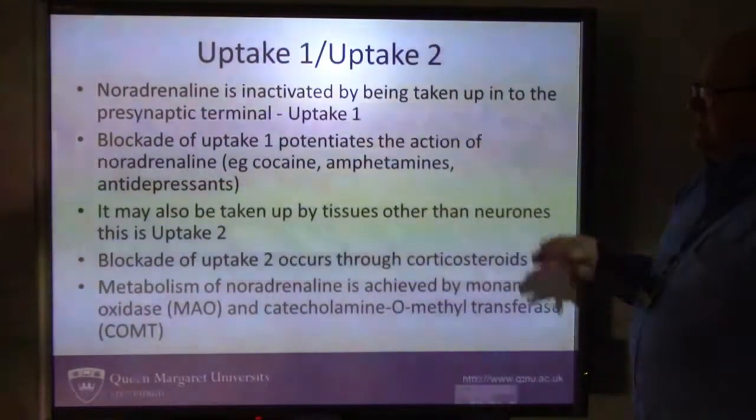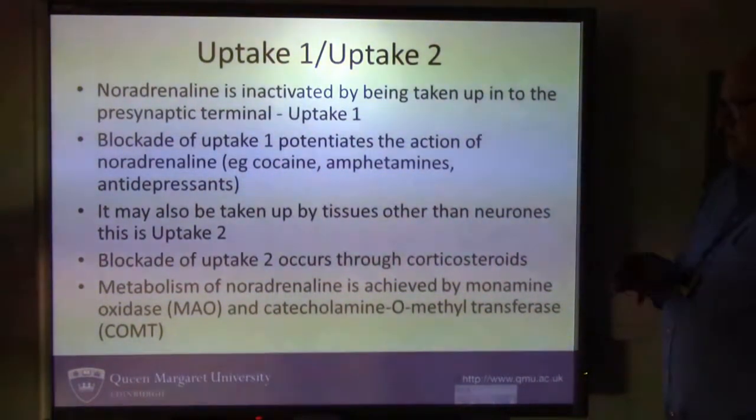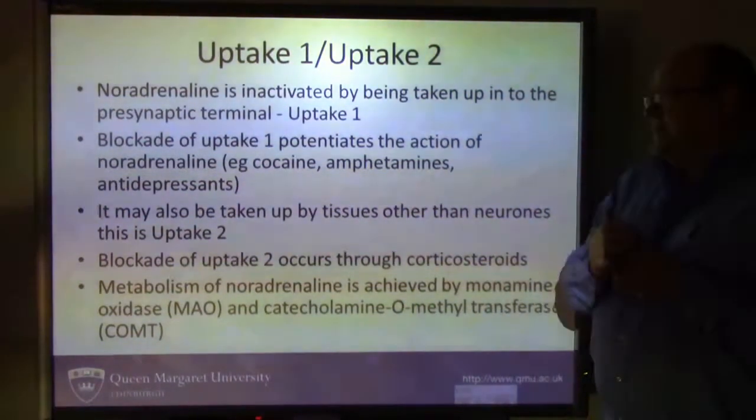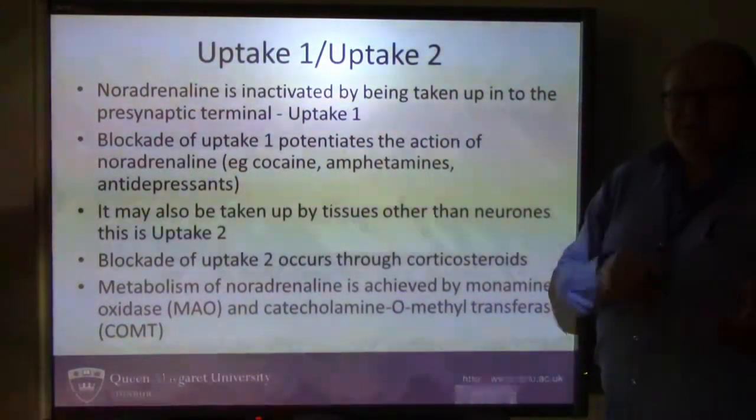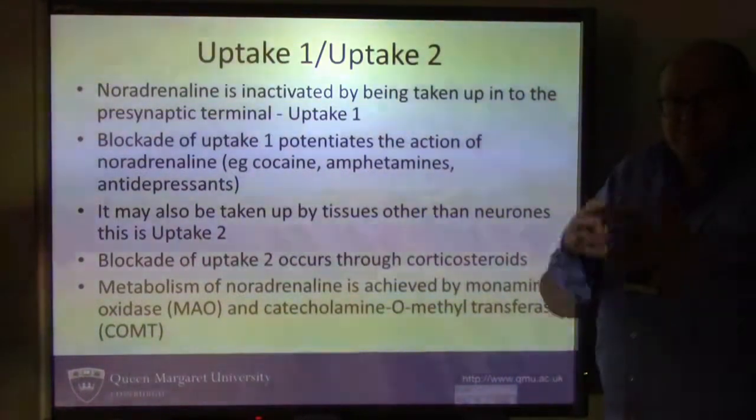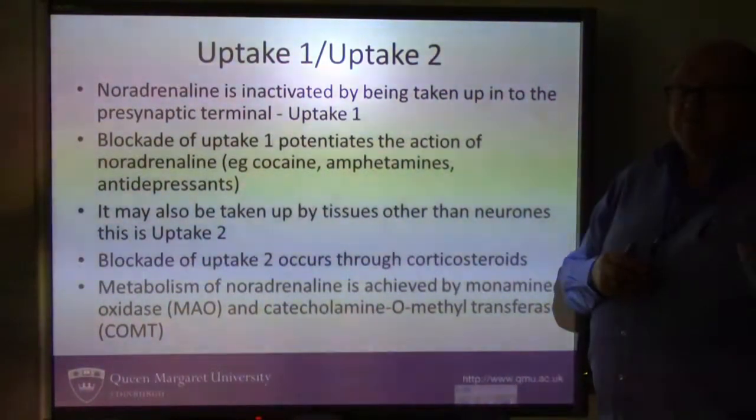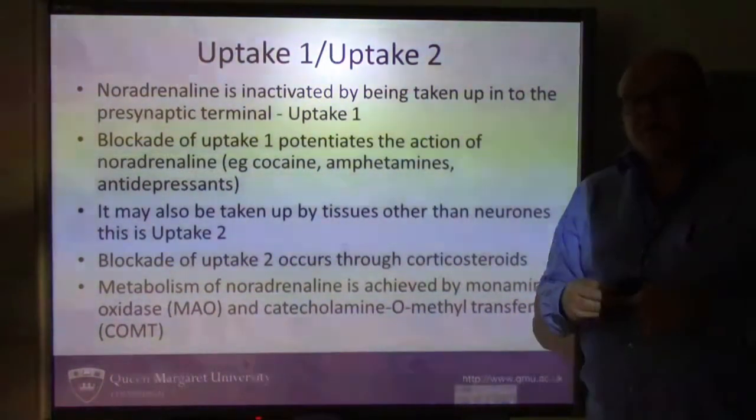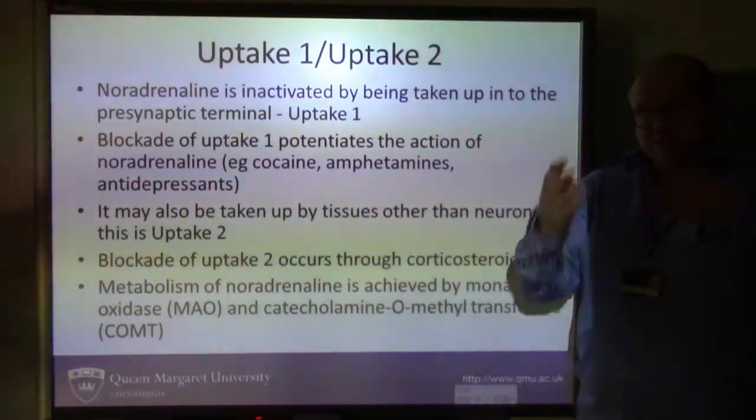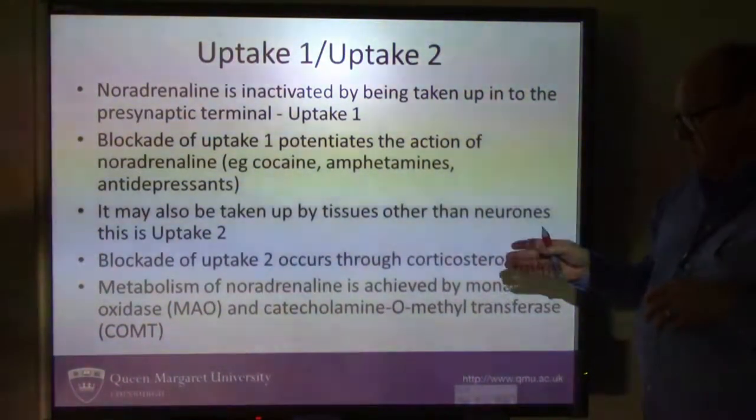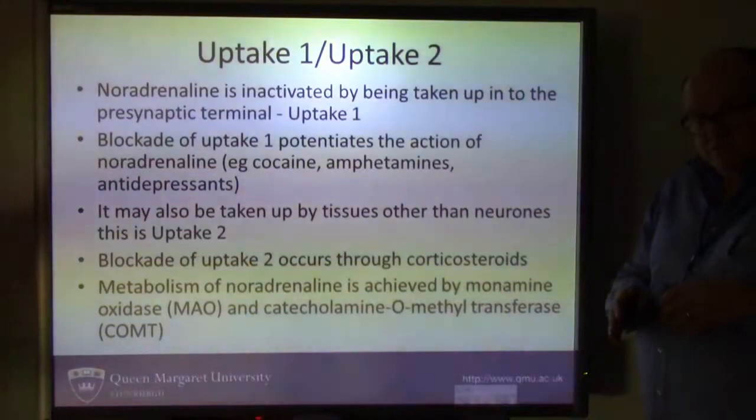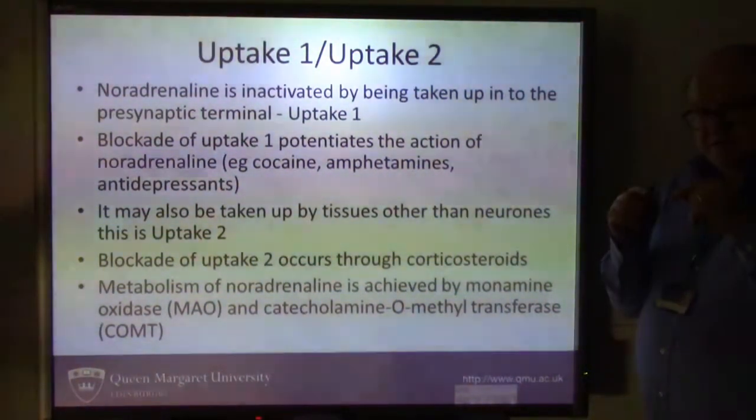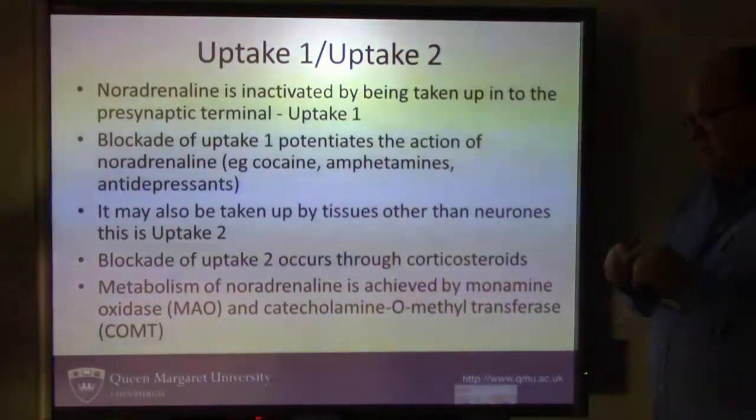You saw in the previous diagram that we've got uptake 1 and uptake 2. Uptake 1 is when the neurotransmitter is taken back up into the presynaptic terminal that made it. So back where it came from is uptake 1. But you've also got uptake 2, where other tissues in the area take it up. Both uptake 1 and uptake 2 reduce the amount of neurotransmitter found in the synaptic cleft. That's the key thing about it.